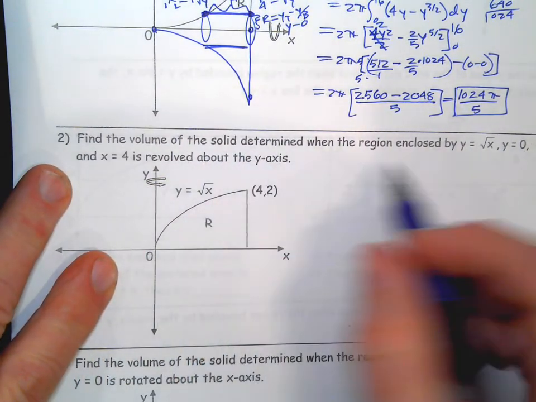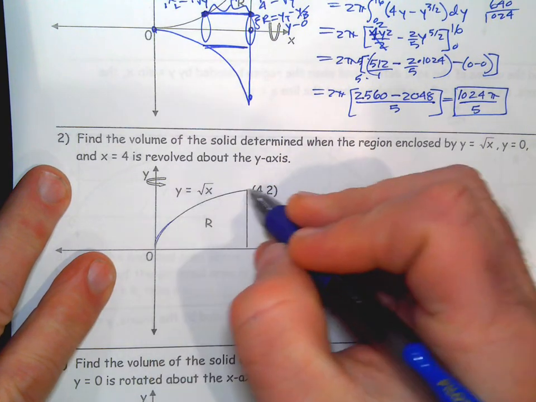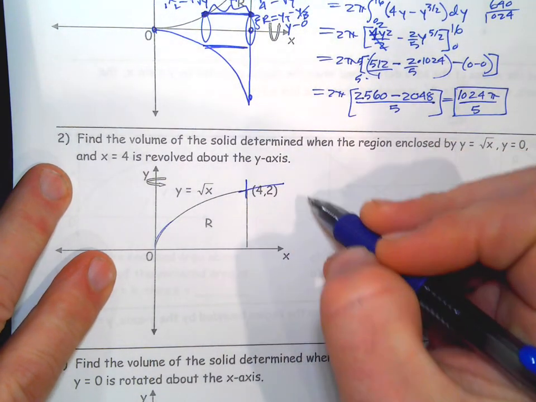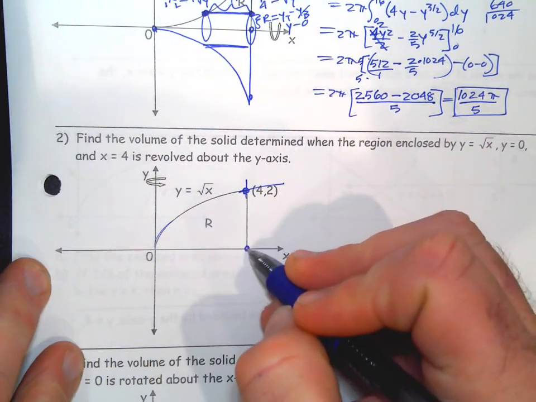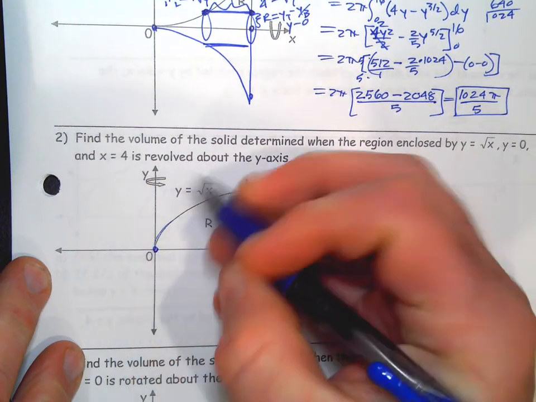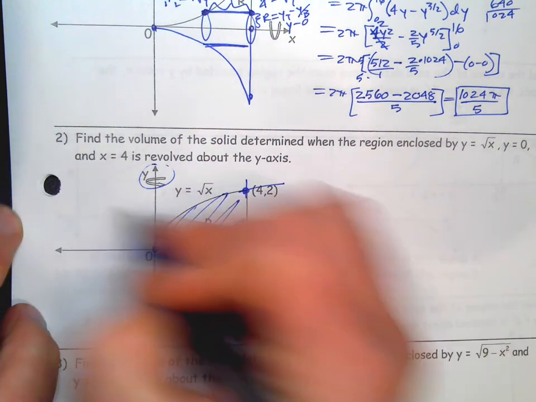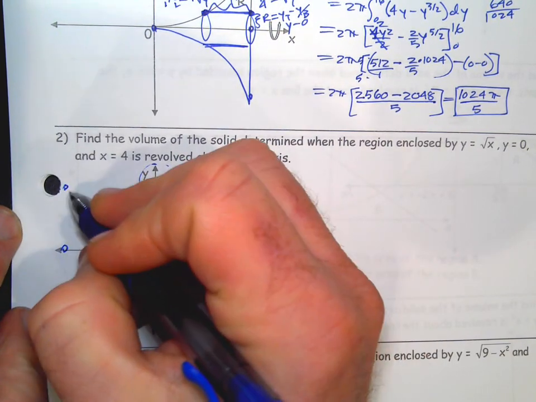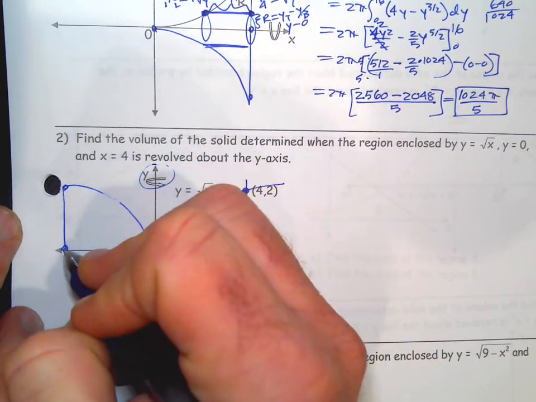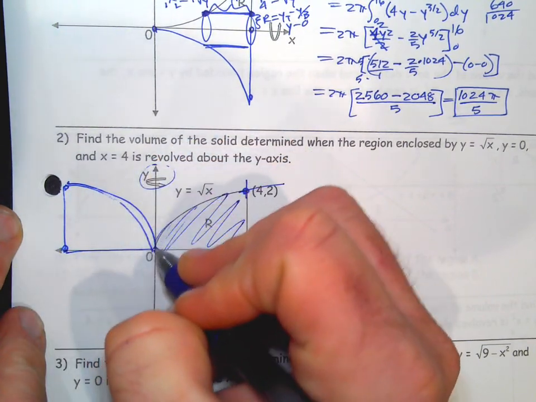Find the volume of the solid. So this is the top half of a sideways square root. This is 4. This is your original region. We're going to spin it around the y-axis. Be careful. Make sure you actually pay attention. It's even harder when they don't give you the picture. They describe it in words.